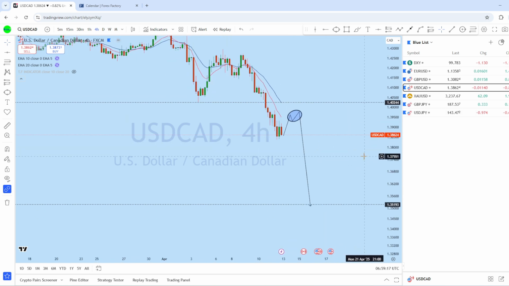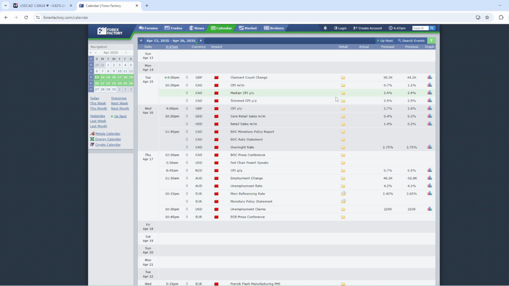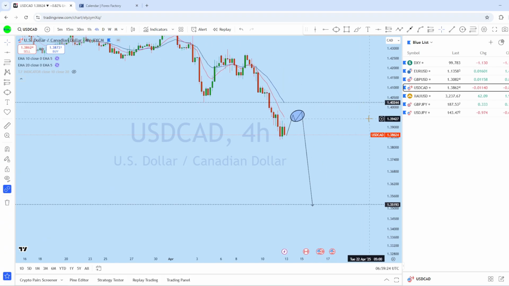Let's see what kind of opportunity you might have. As you can see, dollar CAD has quite a few high impact news events as well, which could give a significant bearish trend in this market.